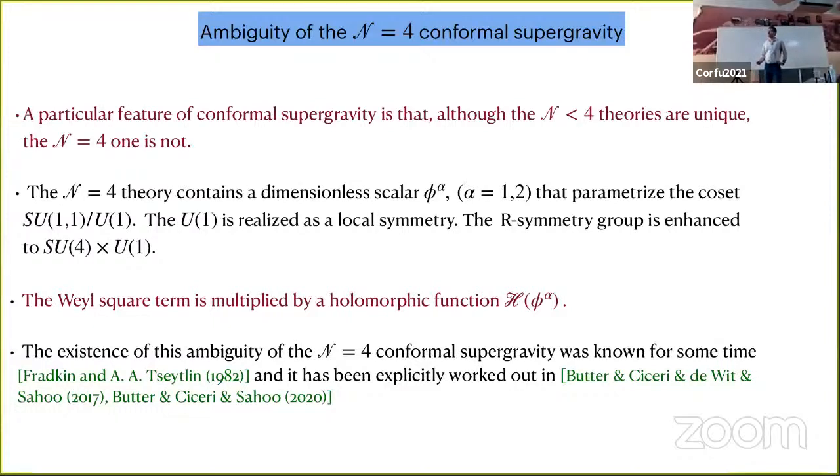The existence of this ambiguity has been known for a long time, since 1982, but it has been explicitly worked out only recently, in 2017. So what is this ambiguity? I will say later, but let me say in advance that you have solutions in which this function cannot be specified. I will give more details in the next slides.